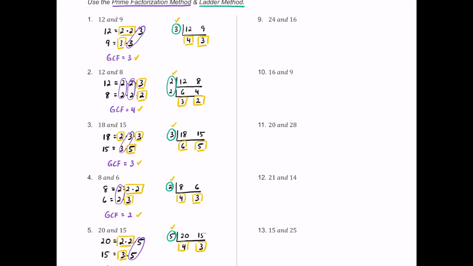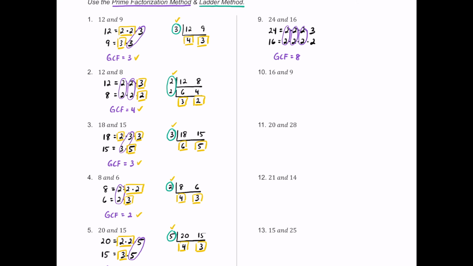For number 9, we have 24 and 16. So 24, the prime factorization is going to be 2 times 2 times 2 times 3. And for 16, the prime factorization is going to be 2 times 2 times 2 times 2. And so what do they have in common? Well, they both have a 2, they both have another 2, and they both have a third 2. So 2 times 2 is 4, then 4 times 2 is going to be 8. So the GCF here is going to equal 8.